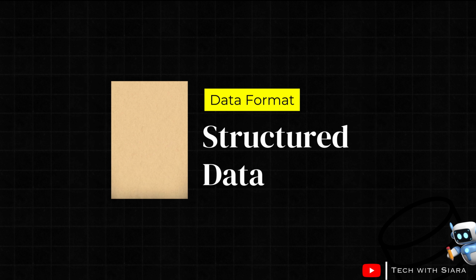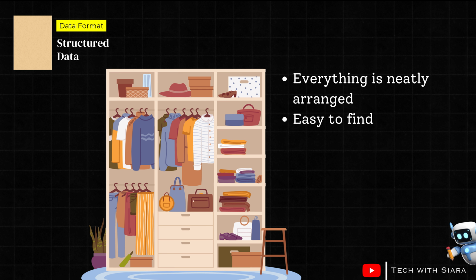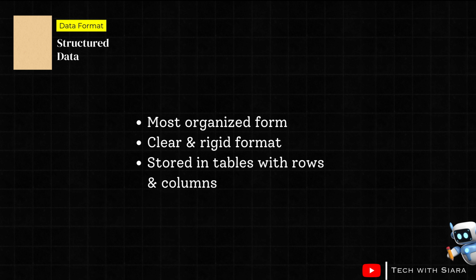Let's begin with structured data. Imagine it's like a well-organized closet. Everything is neatly arranged and easy to find. Structured data is just like that. It's the most organized form of data, stored in a clear, rigid format, usually in tables with rows and columns.